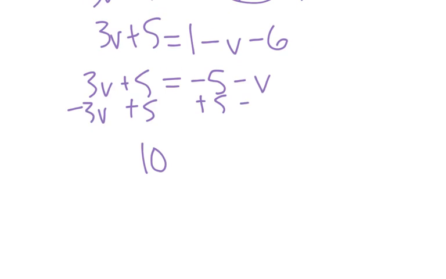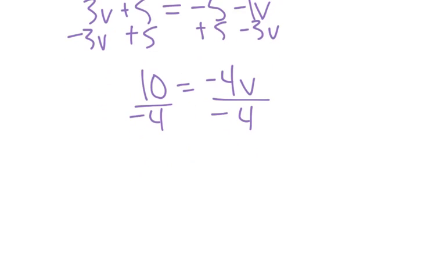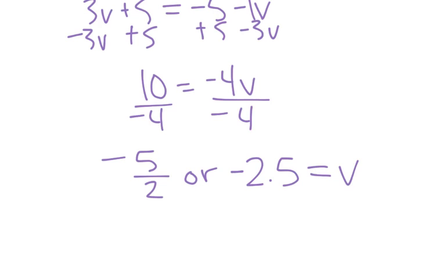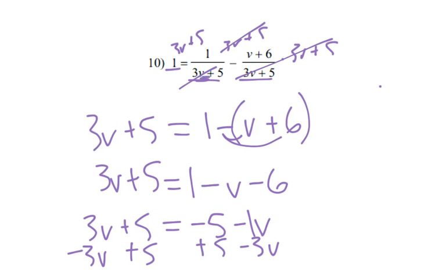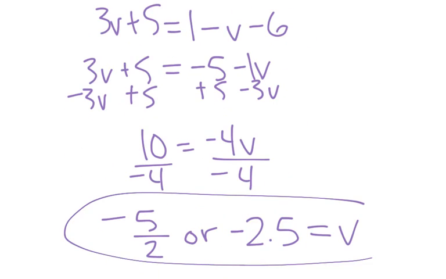Subtract 3v. Negative 1 minus 4 would give us negative 4v. Divide by negative 4, and we'd get 10 over 4, which is 5 halves, negative 5 halves, or negative 2.5 would equal v. Go up here, plug in negative 2.5, negative would give us 6, plus 5 wouldn't be 0, so our answer works.